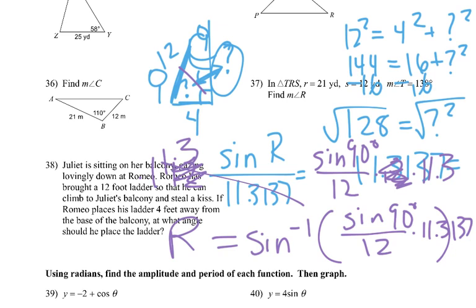So, type it into my calculator, the inverse sine of 90 degrees over 12 times 11.3137, and that gives me an angle measure of about 70.5 degrees. So that's about the angle you will need to put it at to make it work.